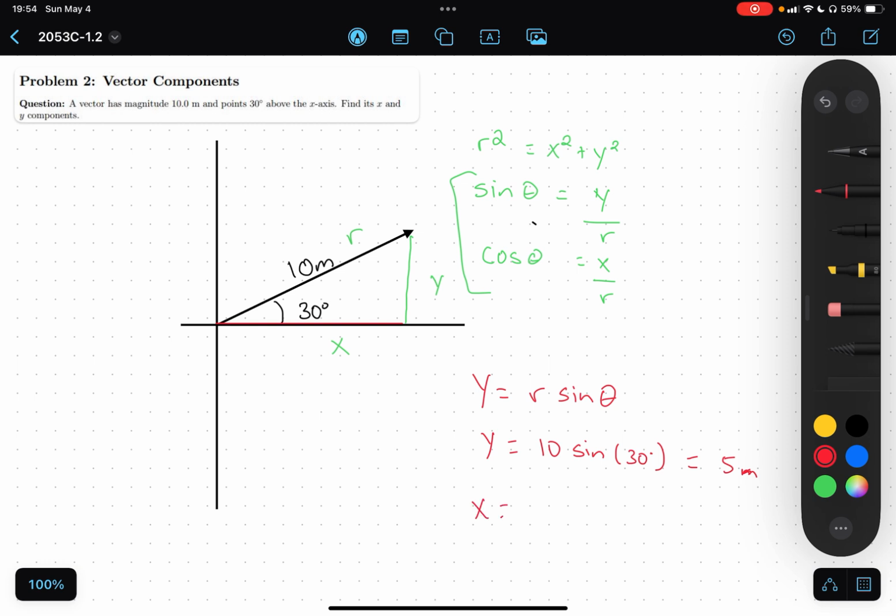And then x is going to be equal to r cosine theta, or x equals 10 cosine 30 degrees, which is going to be about 8.66 meters. And with this one, if you're using a graphing or scientific calculator, because we're dealing with angles in degrees, just a good reminder to use degree mode on your calculator, not radian mode.